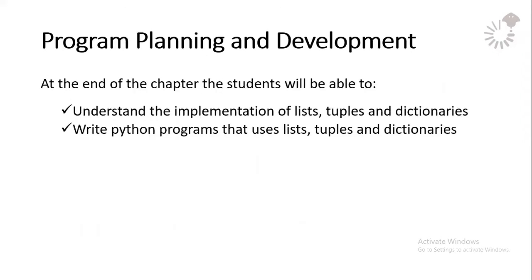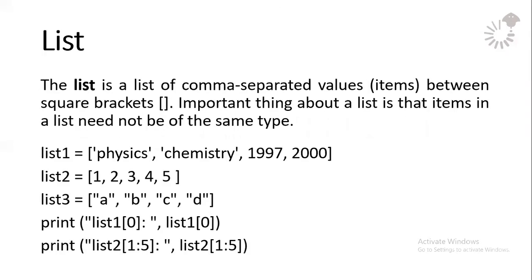All right. So for lists, tuples, and dictionaries, our goal for this discussion is for the students to be able to understand the implementation of lists, tuples, and dictionaries, and to be able to write Python programs that use lists, tuples, and dictionaries. But first, we have to define what a list is. A list is a list of comma-separated values, items between square brackets.